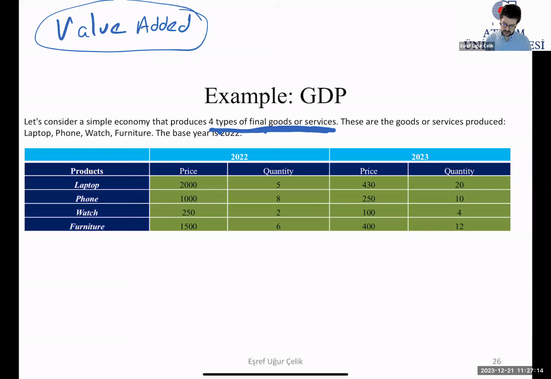So the question says we have four types of final goods and services. If you see final goods, you can include them in the calculation. If some goods are not final goods, they are intermediate goods, and you can delete that row, okay? Okay, let's do it. In the question given, I'm gonna delete that part.